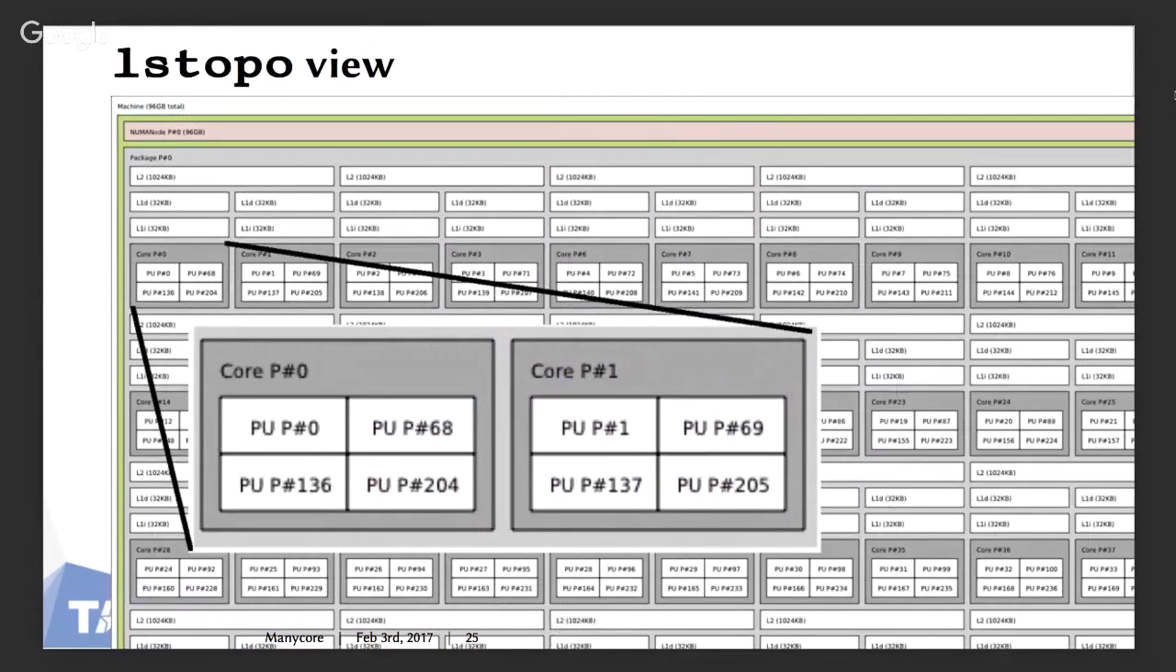And again, if you were to look at lstopo and zoom in on the first core on one of our systems, you can see that core 0 in gray has these logical cores 0, 68, 136, and 204 on it.